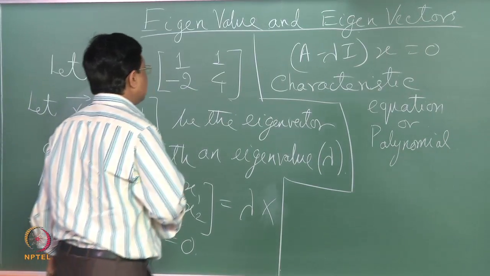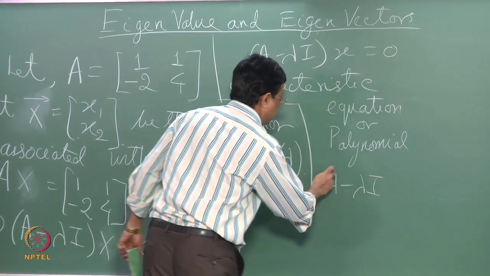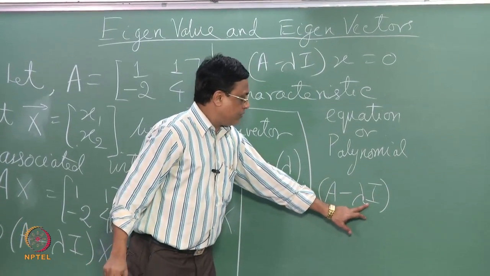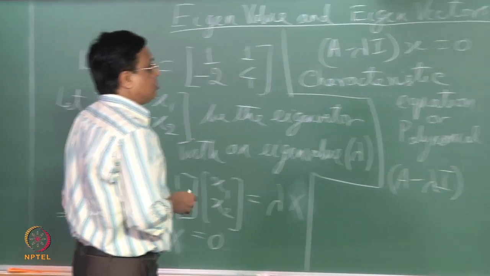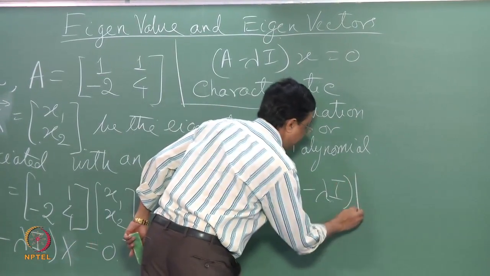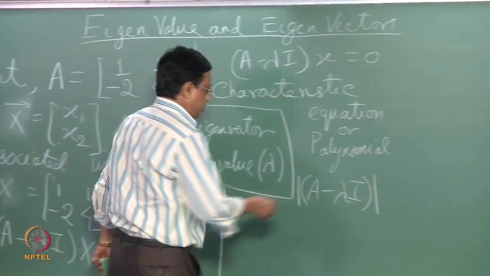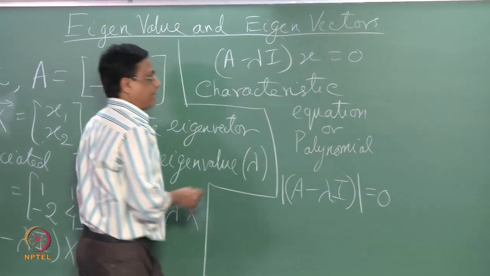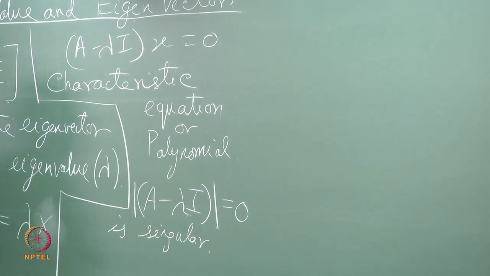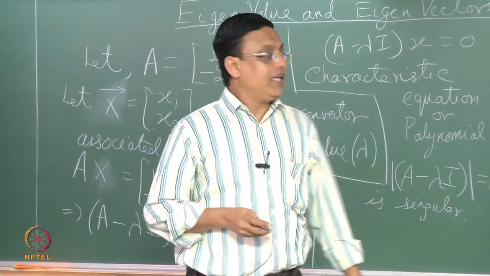Let us take a situation when A minus lambda I, this part, remember I is an identity matrix, we introduced this earlier, and lambda is just a scalar value. So if we take this matrix and look at its determinant value, and assume this is singular, that means if the determinant is equal to 0, that means this is singular. What do you think will be the possible solutions of x?